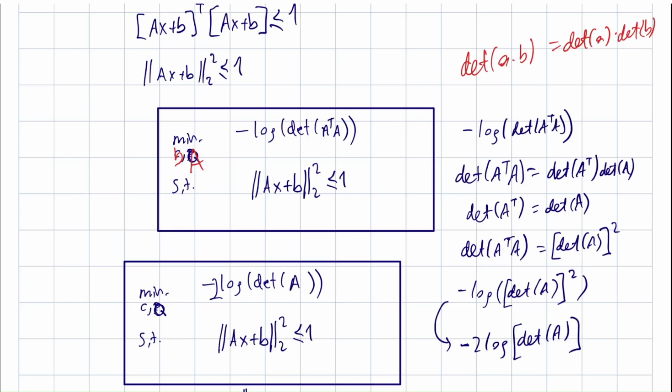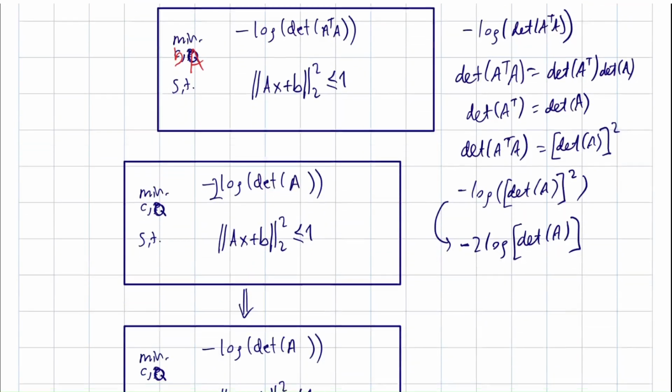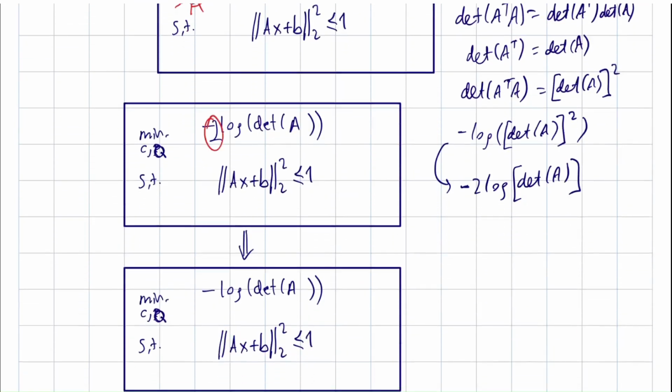By using those two pieces of information, we can write this equality. And then finally, this was our original objective term, and we can write it like this. So this problem is equivalent to this, or can be transformed to this. And since this is like minus 2 times, this is like a scalar multiplicative.